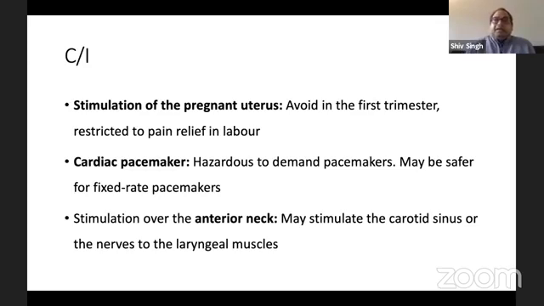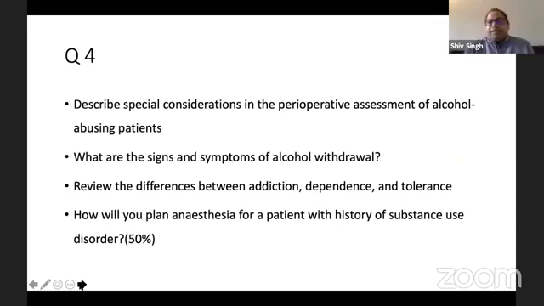And like I've said, it has been used for management of chronic pain, trigeminal or atypical facial pain. So when you're applying it here, then stimulation of the anterior neck can stimulate the carotid sinus or the nerve to laryngeal muscle, causing laryngeal spasm or bradycardia. So avoid using it in that region. Okay. So there are not any very serious side effects or contraindications for using TENS.